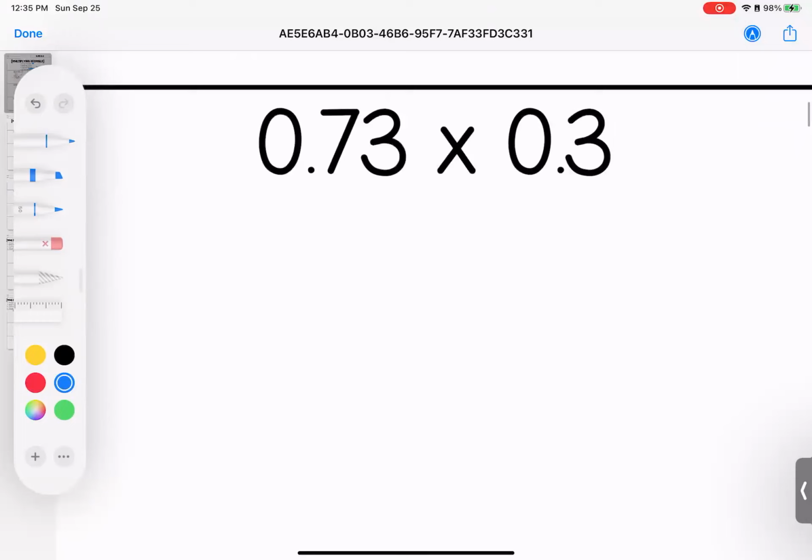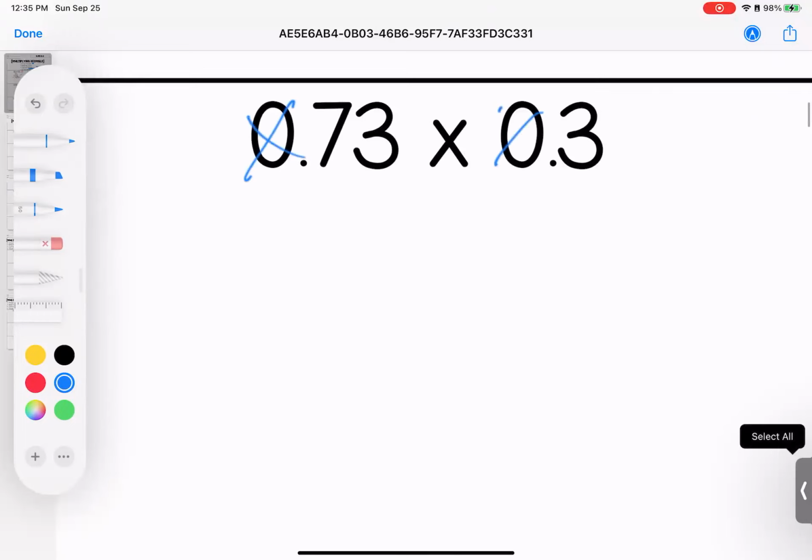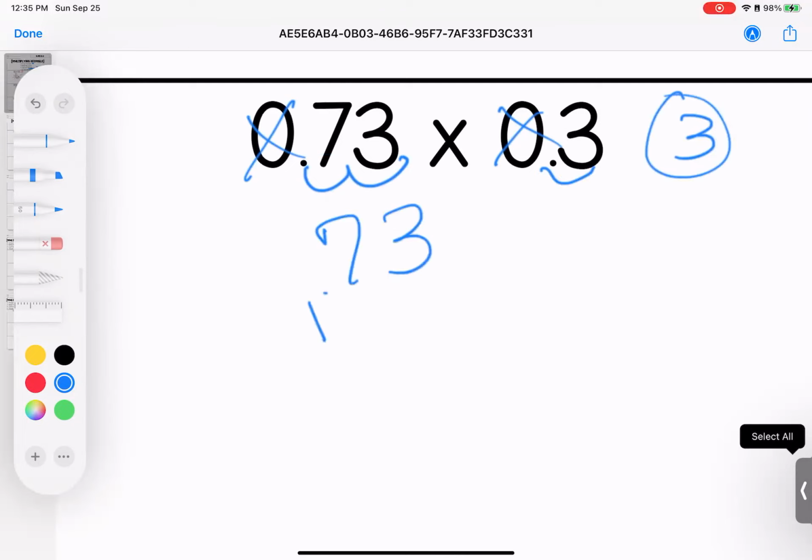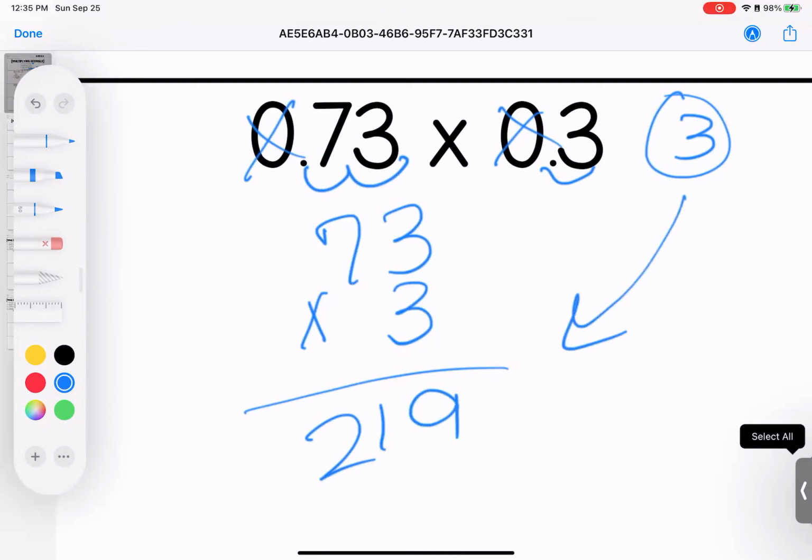Down to question number 3. Drop those beginning zeros. I don't need them. Count my spaces. 1, 2, 3. Multiplying 73 times 3. Getting 2, 1, 9. Bringing in my decimal. 1, 2, 3. 219 thousandths.